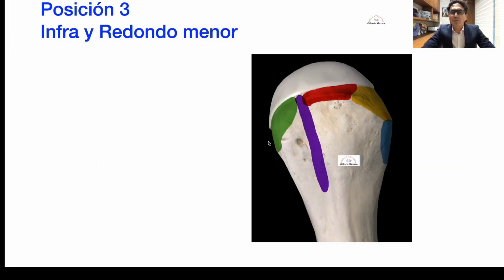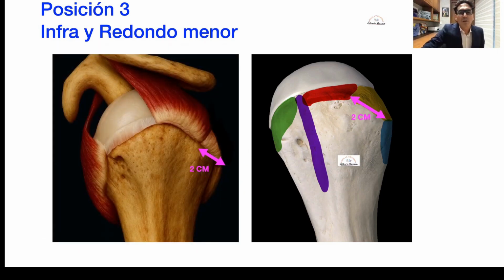In this position, basically we will then evaluate the infraspinatus and the teres minor. Remember that each of these footprints must be studied in order to document pathology and to know their general size and morphology characteristics.